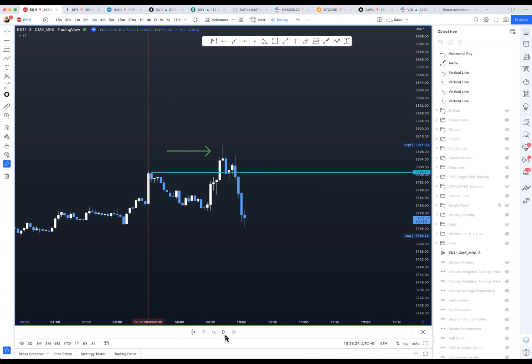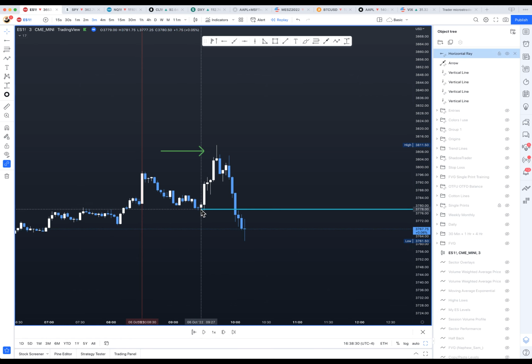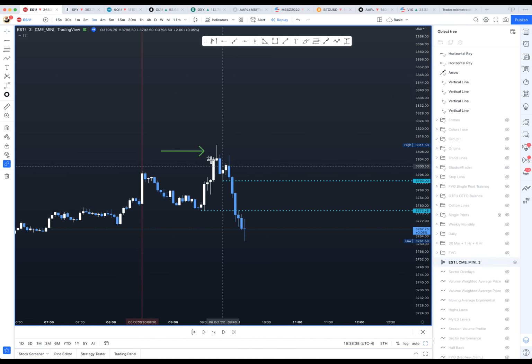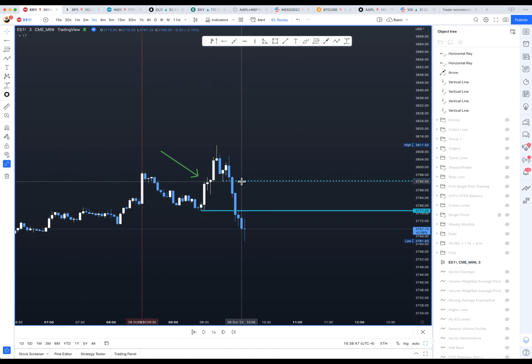Okay, so let's do this. Let's just play the day, 1 candle at a time. So now we took out this break level. We took out this break level. So now I'm down. I'm looking for shorts. This break level now becomes a backside. This now becomes a backside.